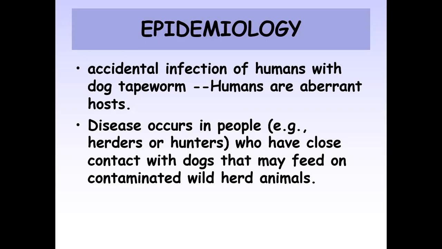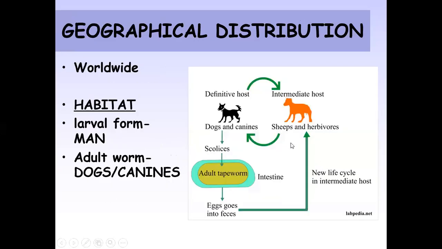Humans are an accidental host, because when they are dealing with those cattle, or with the dogs which harbor this tapeworm, they become infected with the echinococcus. The disease is more common in cattle growers, in herders, and in hunters who have close contact with dogs that may feed on contaminated wild herd animals. Geographically, it has a worldwide distribution. The larval form is found in man, and in man it is the end stage of the parasitic infection.